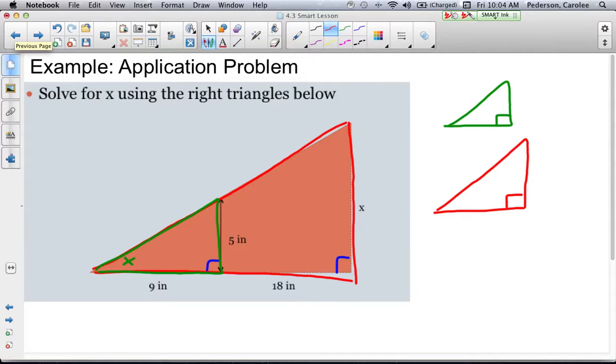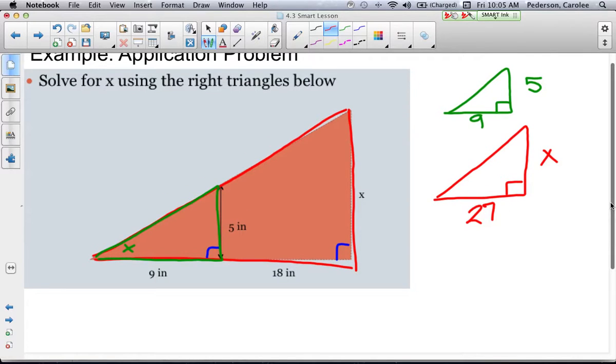So let's talk about the green one. What's the height of the green triangle? 5. And what's the base? 9. And then in the red triangle, what's the height? X. And what's the base? 27. How do you know 27? You have to add 9 plus 18. Gives us 27. So now we have to set up a proportion to corresponding sides.